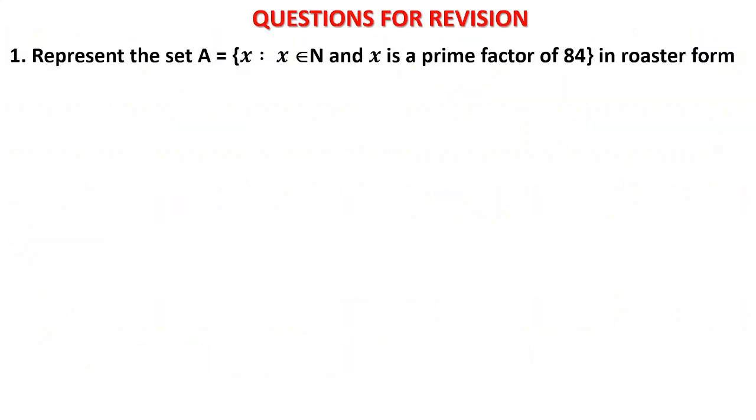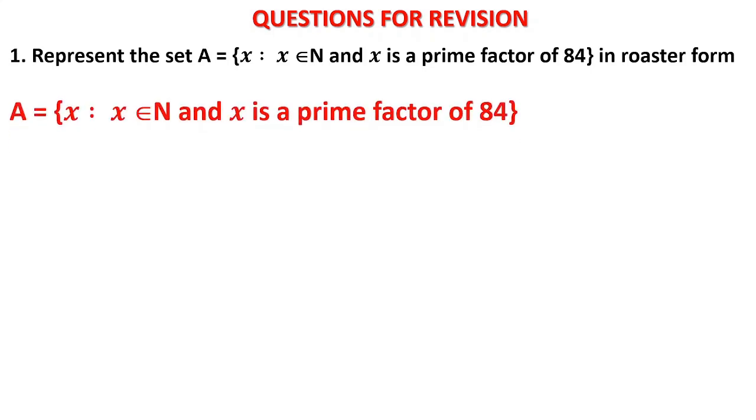Let us start. Question number 1. Represent the set A = {x : x is a natural number and x is a prime factor of 84} in roster form. In the exam you will be given set builder form and asked to give it in roster, or given roster and asked to do it in set builder. A is the set of natural numbers that are prime factors of 84.